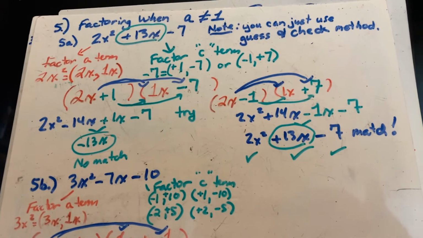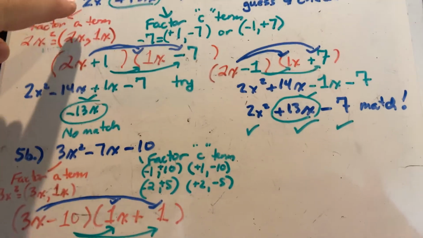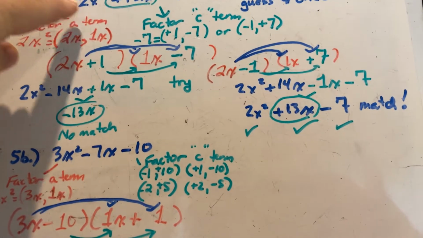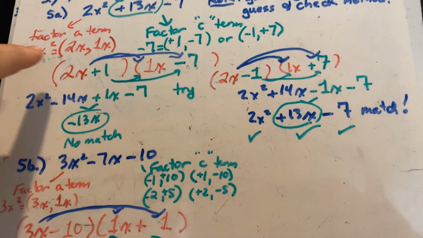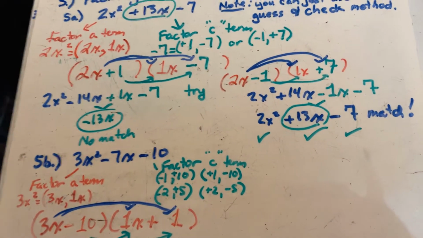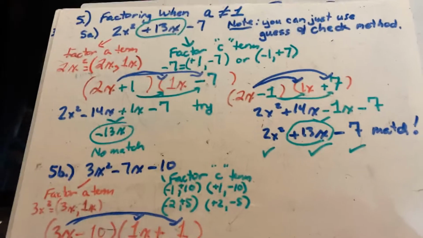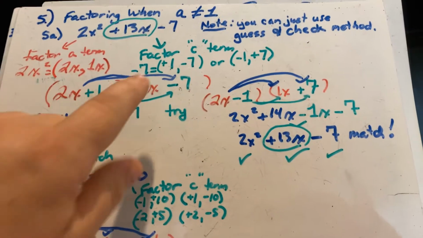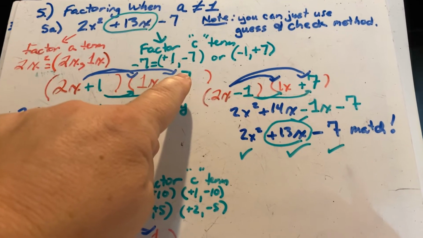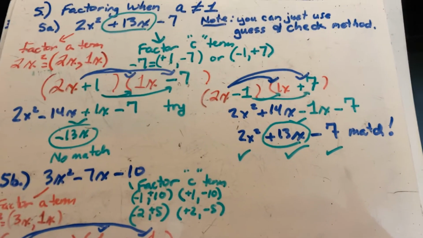Factoring when a does not equal 1. So my leading coefficient is not a 1. We need to factor this first. So 2x squared can only be 2x times 1x. And then you're going to factor the c term. So I have -7, so I only have two options. Either it's +1 times -7, or it could be -1 times +7.